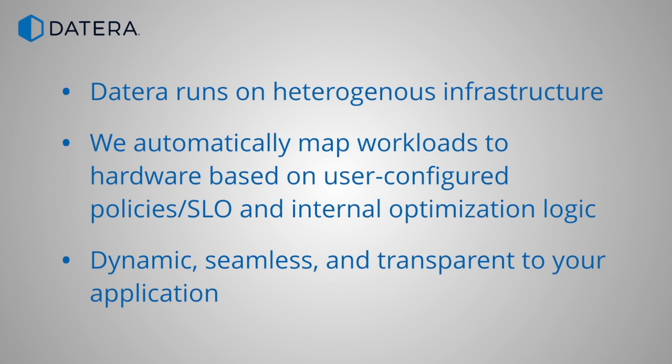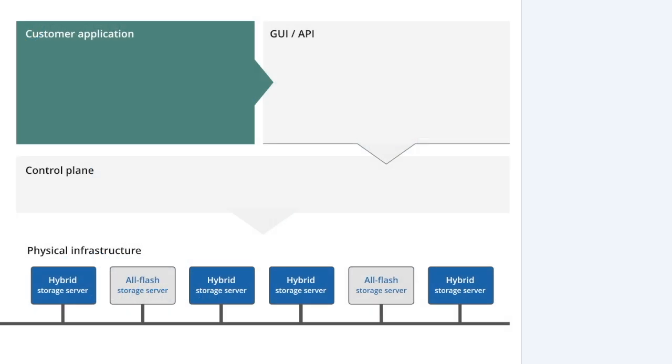So here's a simplified representation of a Datera storage system with your application at the top left. You configure your application to run on Datera through the API or GUI, which in turn works with our fully distributed control plane to implement your configuration in the hardware. And that we're showing at the bottom. So in this case, we have a couple flavors of storage hardware, hybrid, and all-flash servers.